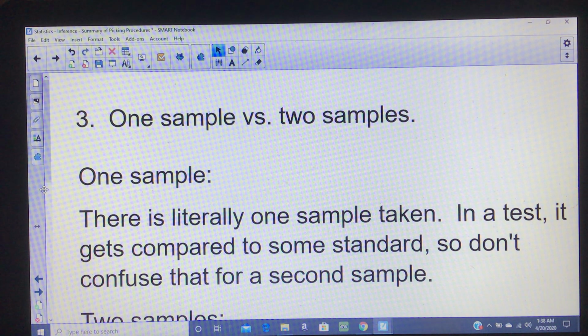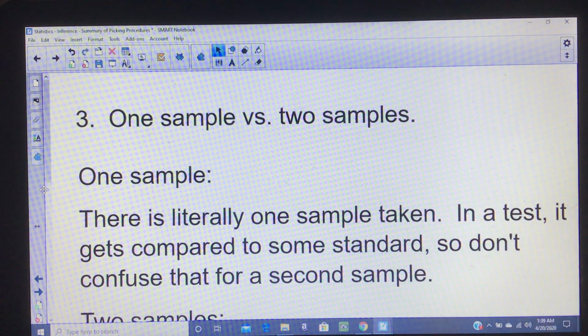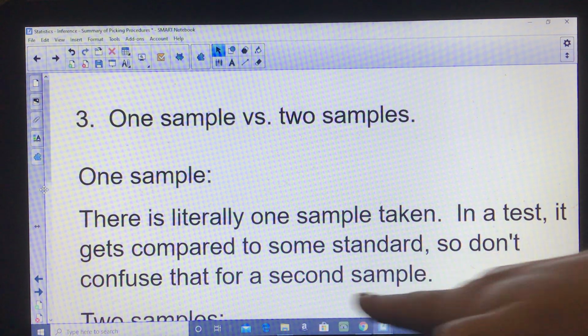The last thing is the one sample versus two samples. This shouldn't be difficult, but usually the problem occurs here with the one sample stuff. Because no matter what you're doing, you're working with two sets of numbers. In the one sample case, there's literally only one sample taken. Now, when you do a one sample test or a one proportion test, the problem is that there's also some standard it was compared to. Sometimes people mistake the standard for a second sample. So don't do that. Don't confuse the standard for a second sample.